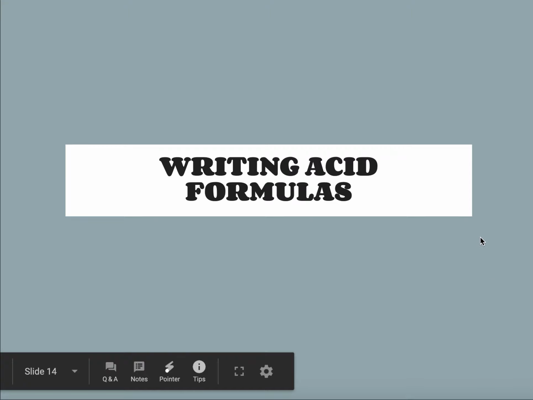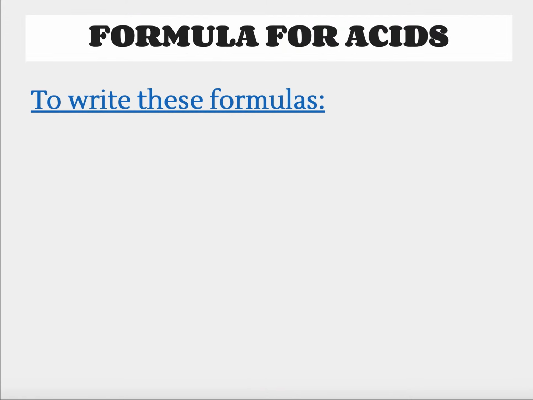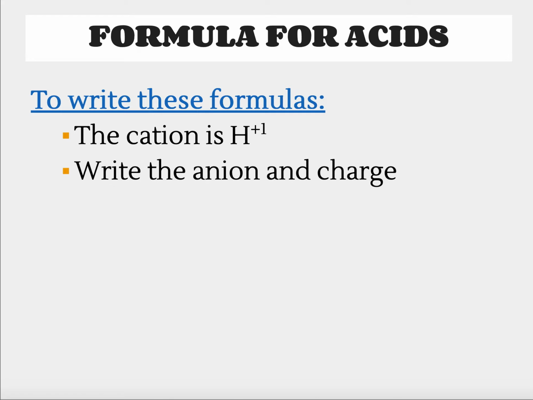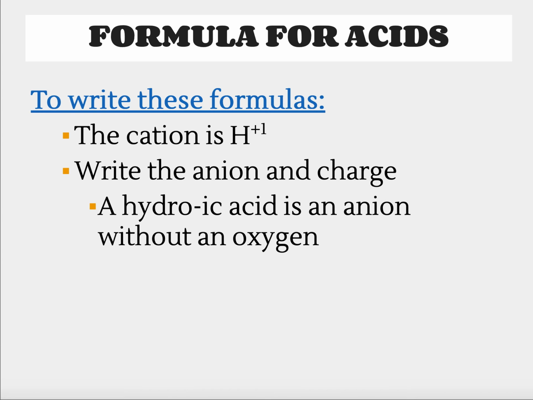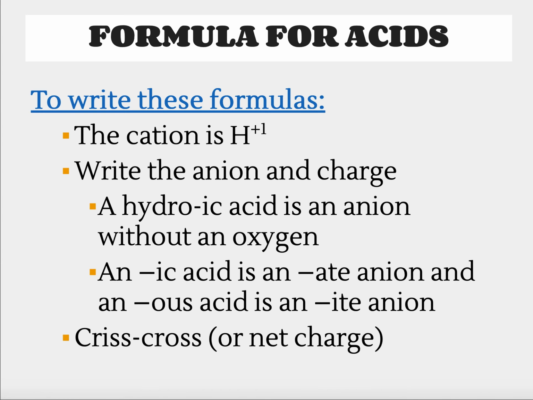Now, how do we write the formulas? Writing formulas for acids is nothing special. The way that we write them is the same way that we write formulas for ionic compounds, except here, we know because it's an acid that the positive ion is H with a +1 charge. So really, it's just what is that negative ion, what is that anion and the charge, and then we just crisscross, or we balance out the charges till they equal 0.